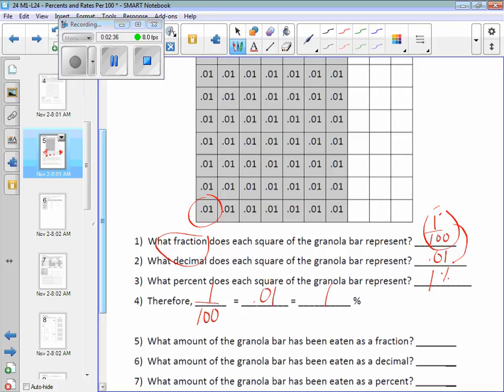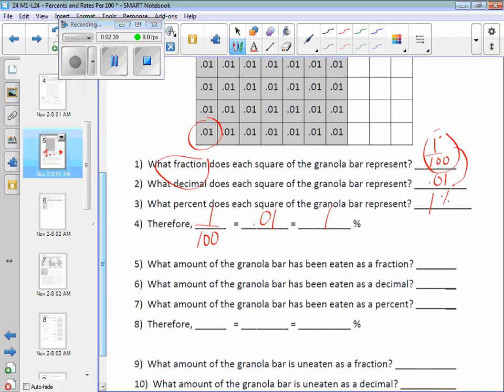All right, now let's talk about the entire shaded region. The shaded region is representing the part of the granola bar that has been eaten. How would you express the shaded region as a fraction? Nick? What about as a decimal? Megan, give it a shot. Correct. 0.7 or 0.70.